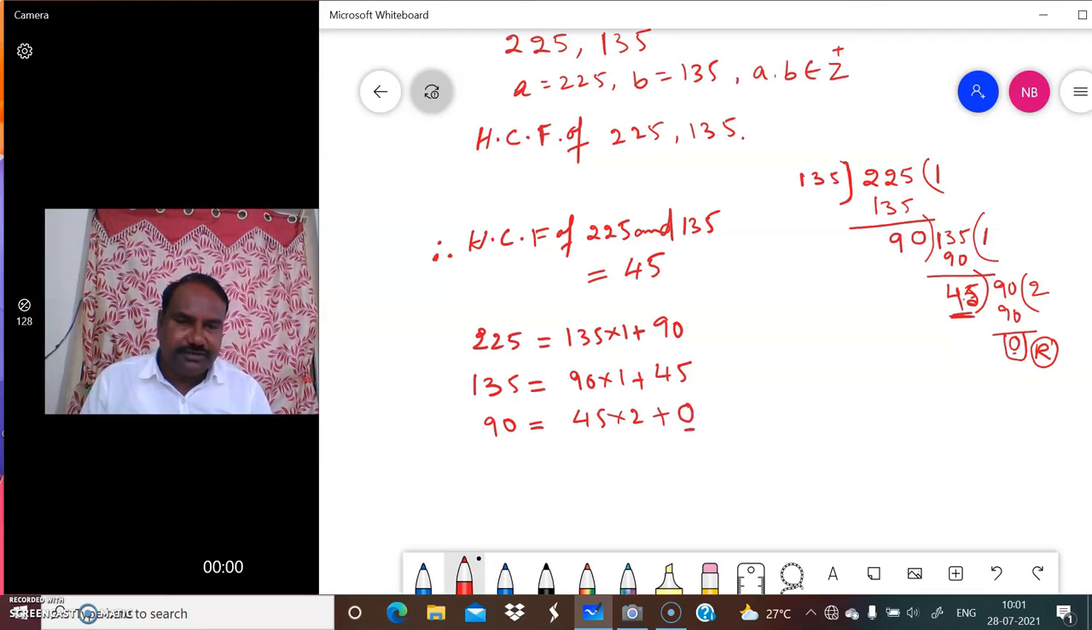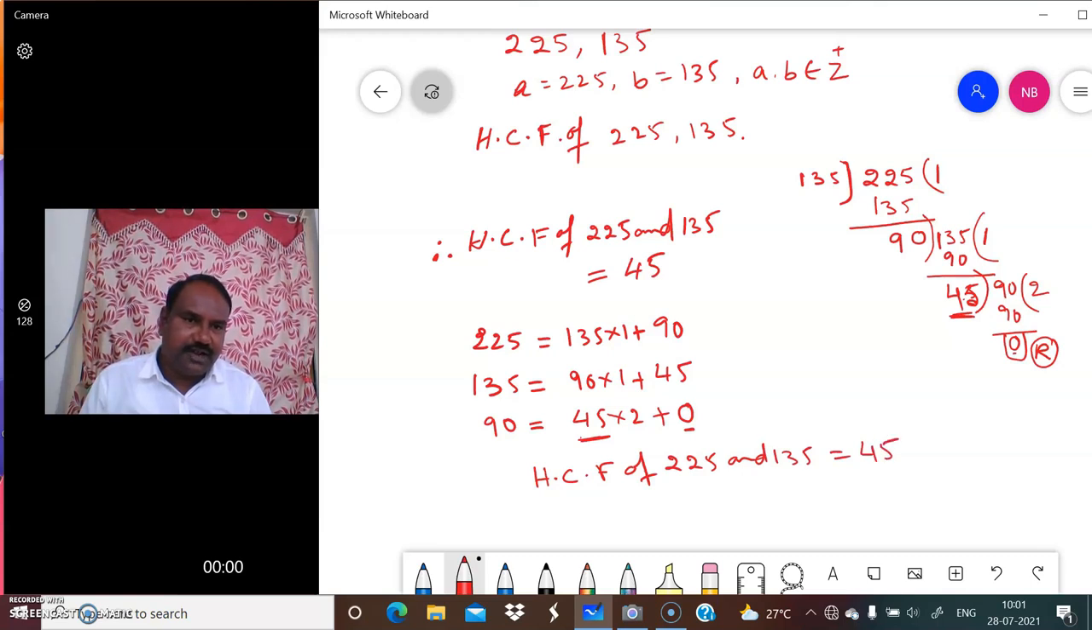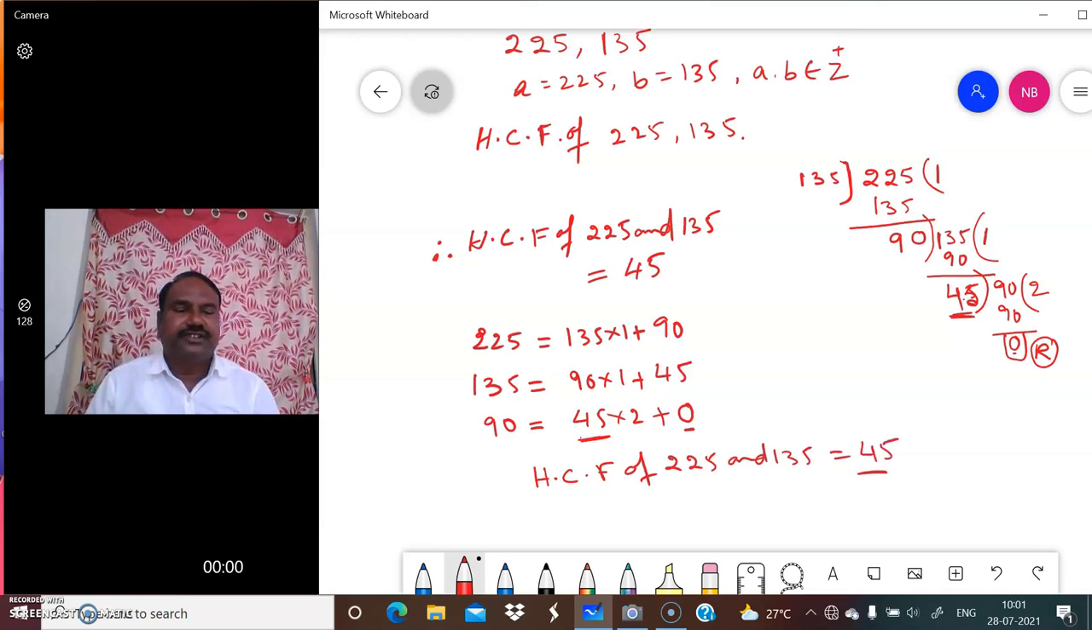Where we get the 0, this divisor 45 is the HCF of 225 and 135, which is equal to 45. So in rough side like this you can do this division and you can write these steps of this division lemma. By using this method, when you get the 0 remainder, the divisor 45 is the HCF of the given two numbers 225 and 135.